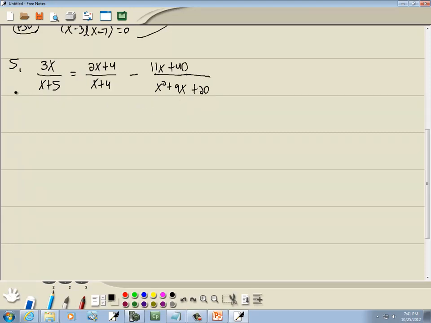First step, factor all of our denominators. X plus 5 can't do anything with, x plus 4 can't do anything with, but x squared plus 9x plus 20 is the PSD method. So we get 3x over x plus 5 equals 2x plus 4 over x plus 4 minus 11x plus 40, and then this factors as x plus 4 times x plus 5.